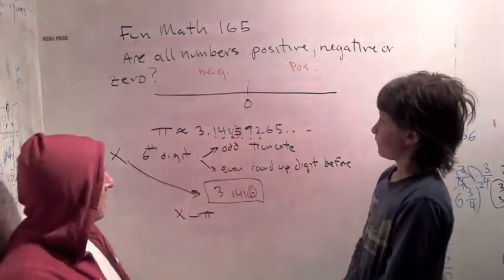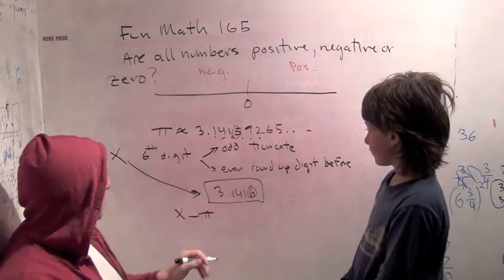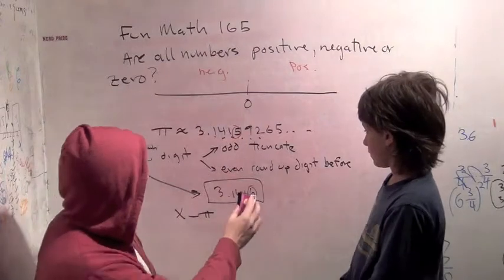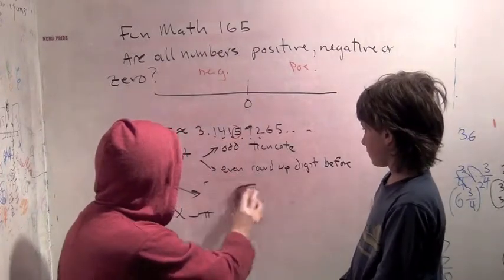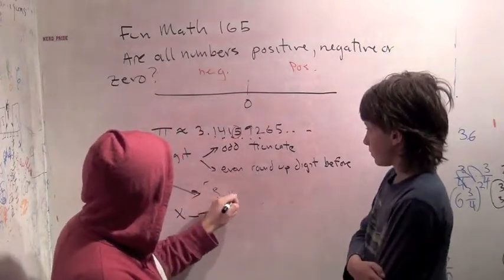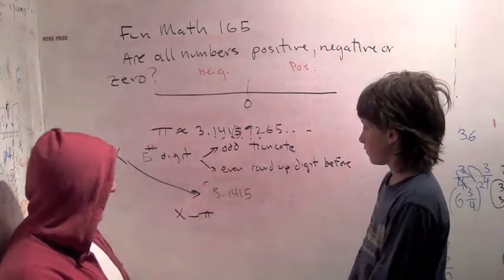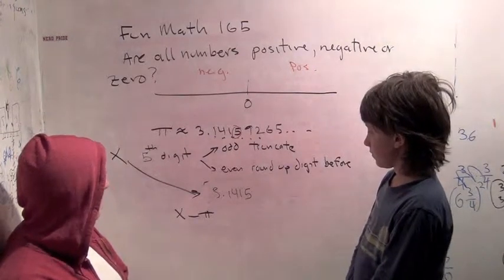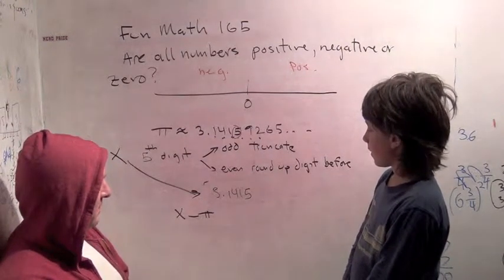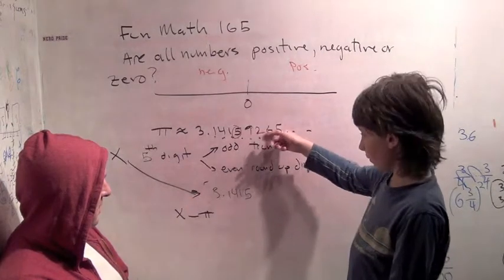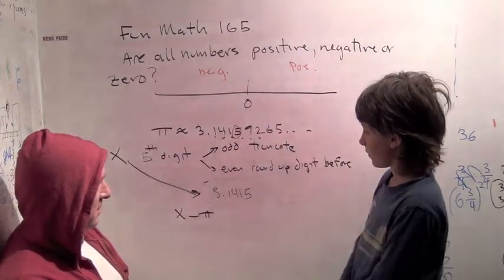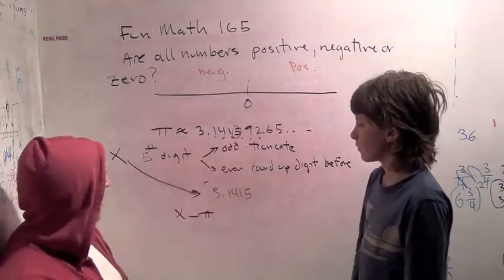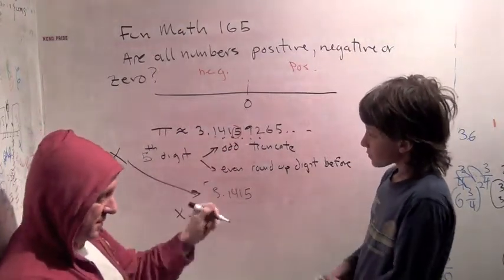Because we rounded up. Now, let's say we had stopped at an odd digit. So let's say we went to the 5th digit instead, and so we just truncate. So we would have 3.1415, and then we would just stop. And now we'll take this minus pi. Is that going to be positive, negative, or zero? Well, pi is going to have a little bit more after it. So it's going to be negative. Pi is now larger than this.